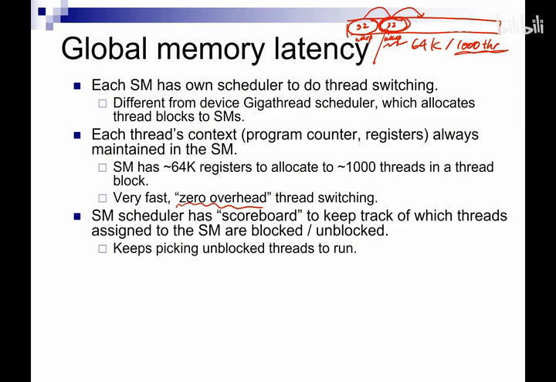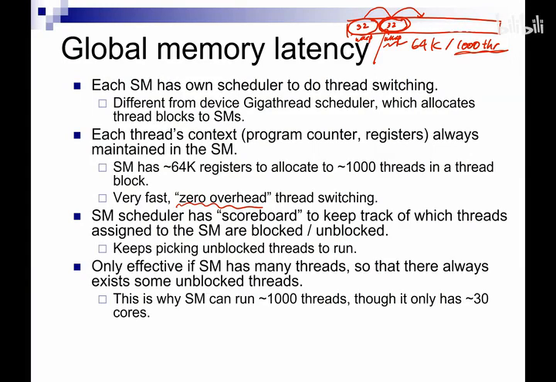This is because the SM scheduler has this thing called a scoreboard, which keeps track of which threads are doing memory operations or other types of blocking operations. And when this blocking operation has finished, like when the memory request has returned, then the SM scheduler can switch back to the thread.